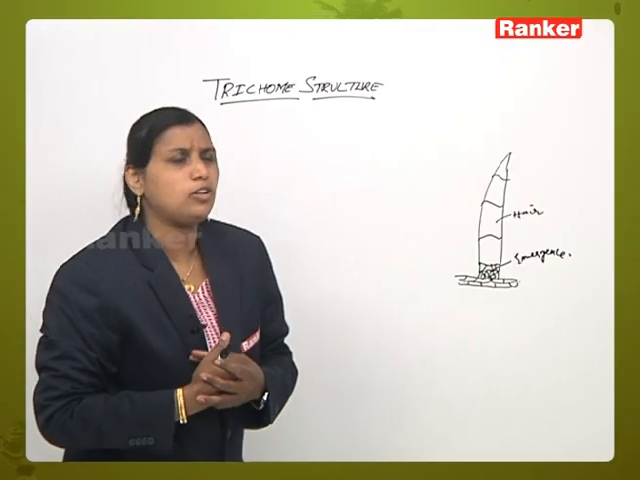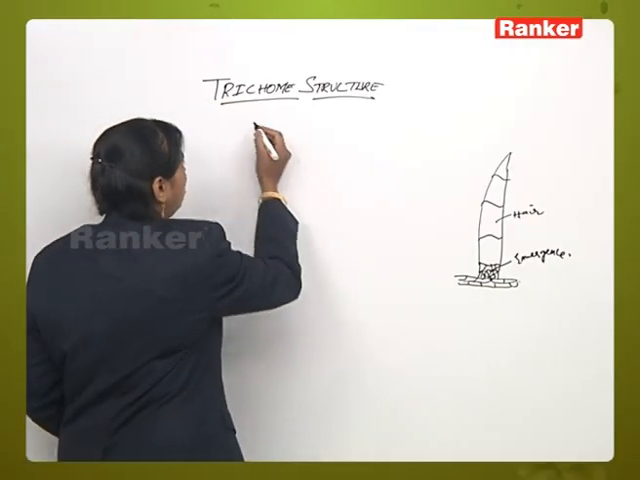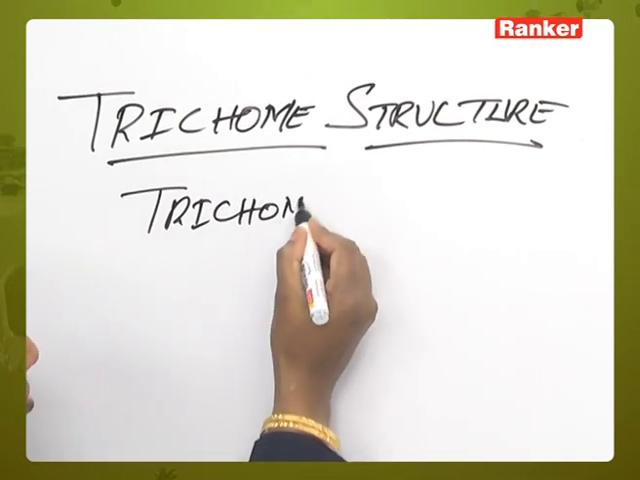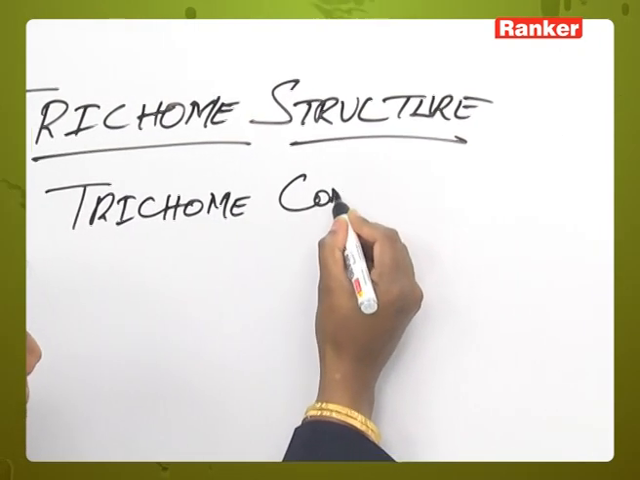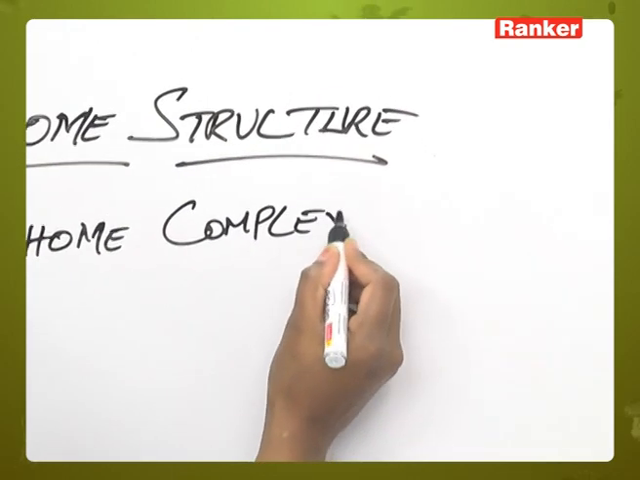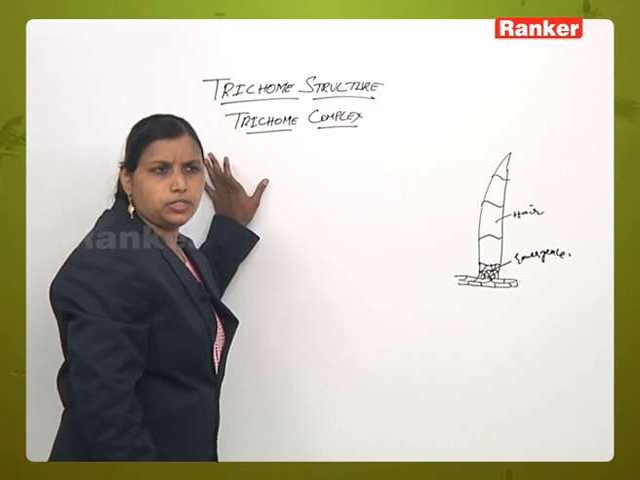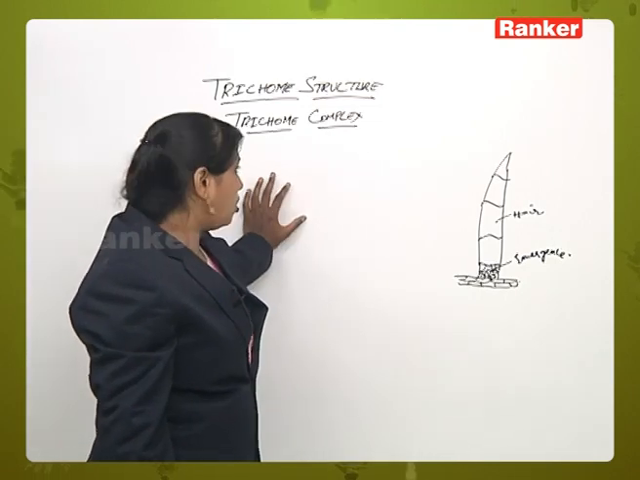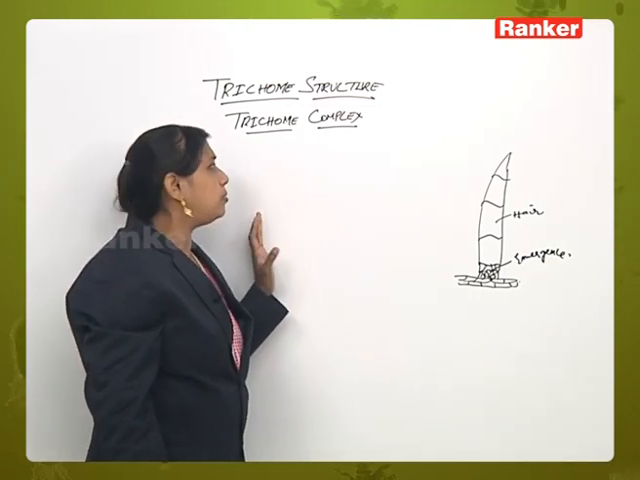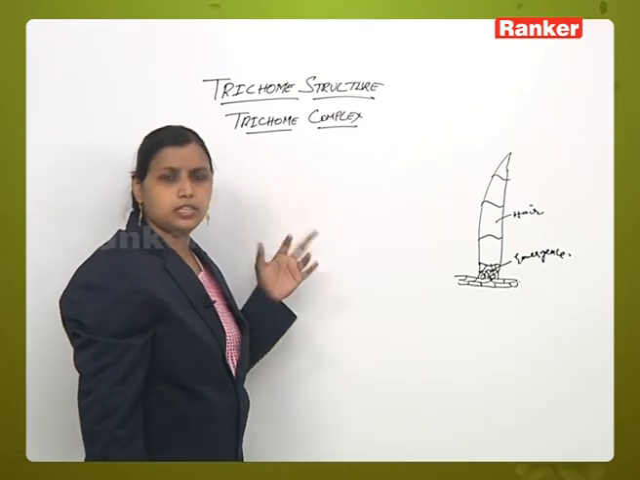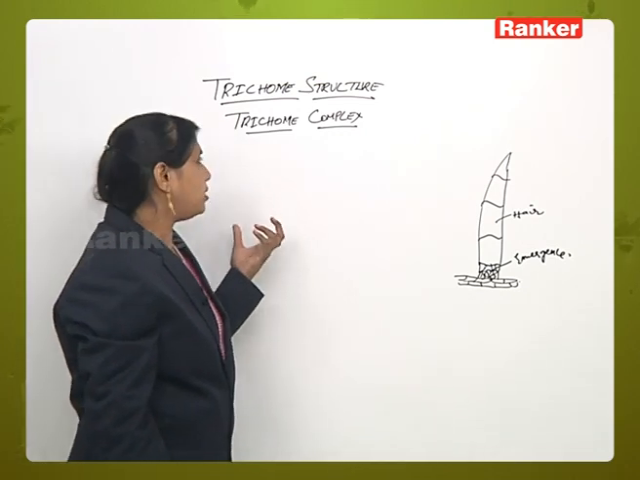Today's topic is trichome structure, also called the trichome complex. When we were studying the epidermal tissue system, we mentioned that one more component of the epidermal system, besides epidermal cells, stomatal cells and its types, is the trichome. So what are trichomes actually?